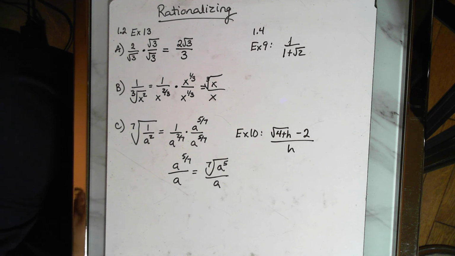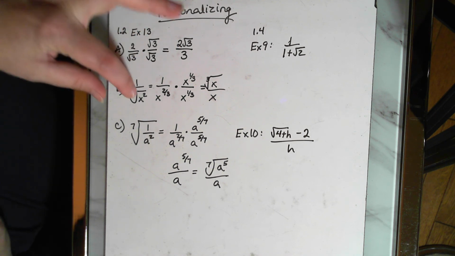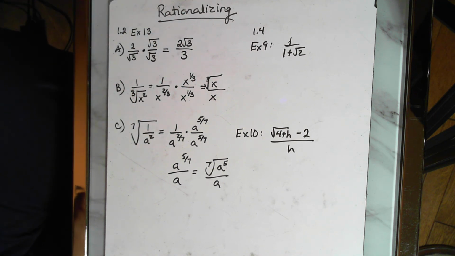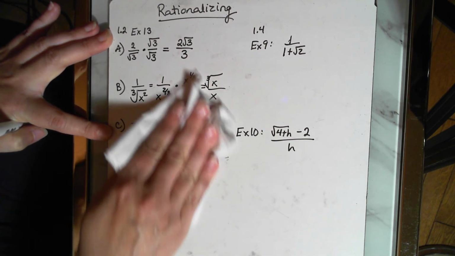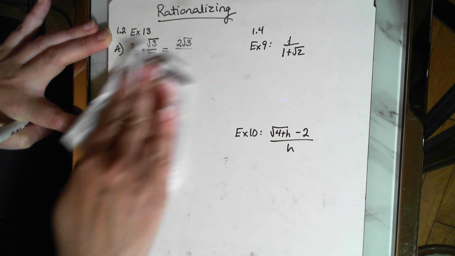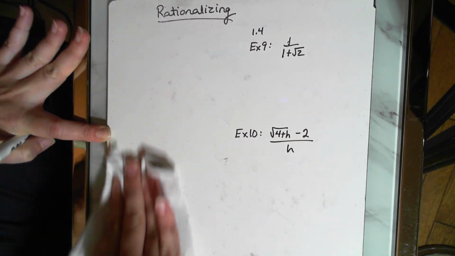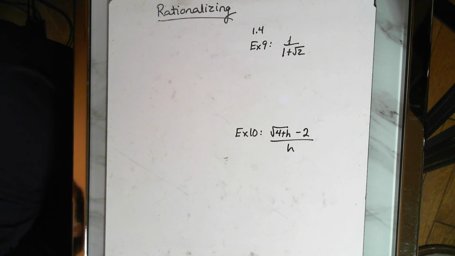So that's how you would rationalize if there's only one expression in each numerator or denominator. Now the question is, if I'm adding or subtracting in the numerator or denominator, how would I change this? How could I rationalize differently? So we do that in lesson 1.4. In example 9, we learn how to rationalize a denominator.